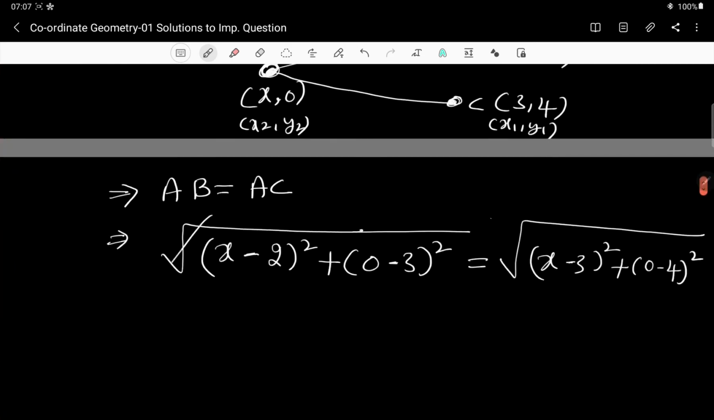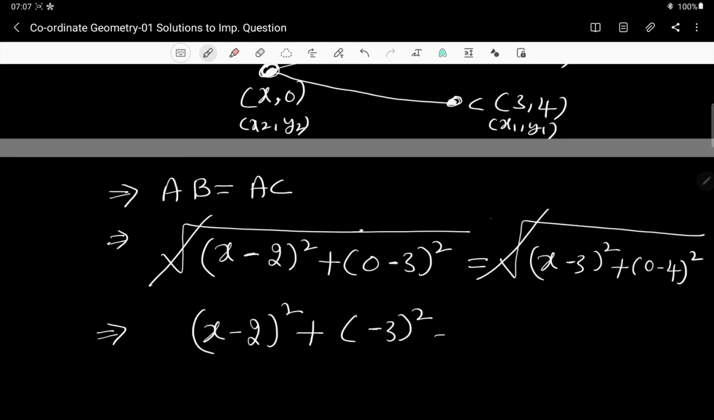All right, so this is square root and square root, they will get cancelled, no? I mean, if you send this square root that side, it becomes a whole square. There also square and square root will get cancelled. So rather than that, you can cancel here only. So what are we remaining with? We are remaining with (x minus 2) whole square plus (0 minus 3), that is minus 3, whole square, is equal to (x minus 3) whole square plus (0 minus 4), that is minus 4, whole square.